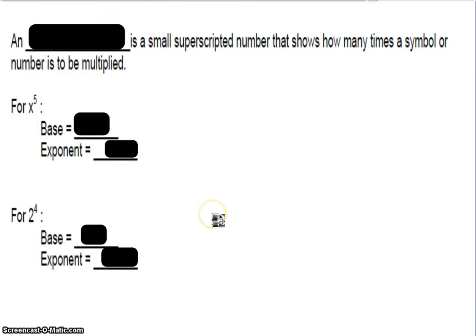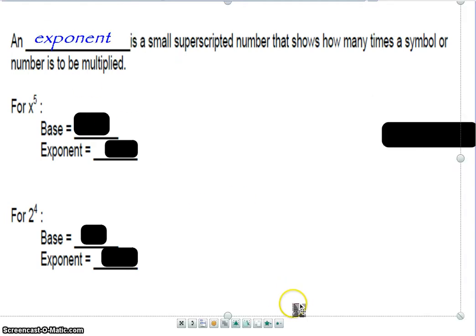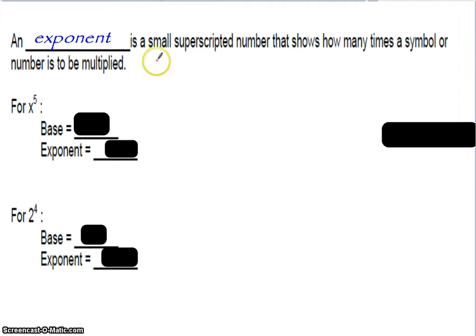Okay, this is for Algebra 1, and this is day 1 of exponents. The first thing you need to understand is that an exponent is a small superscripted number that shows how many times a symbol or number is to be multiplied by itself. Okay, it doesn't say that, you might want to add "by itself." So for x to the 5th, you've got two parts to this situation.